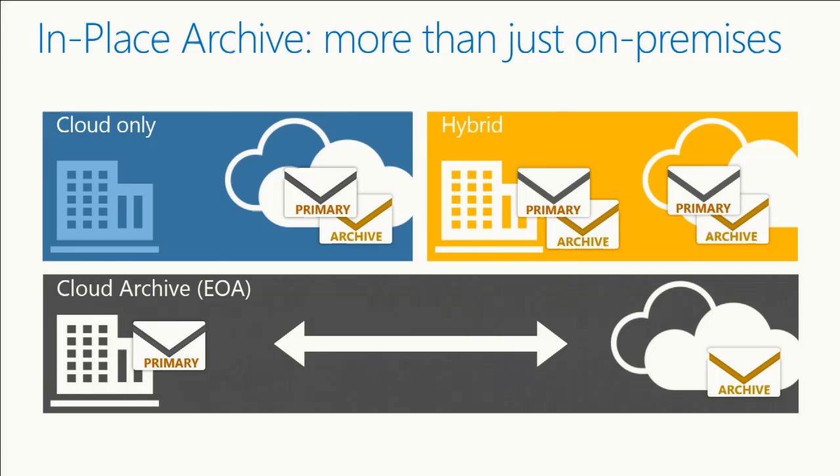The topologies in which you can deploy the archive. Of course, there is on-premises, which has been around since 2010. You can be in the cloud only, so the user's primary mailbox, as well as the archive, reside in the cloud in Exchange Online. You can do a hybrid, where some users are on-premises only with both their primary and archive, and some users are in the cloud. Exchange Online Archiving offers you a cloud-based archive for your on-premises users. So now the primary mailbox is on-premises, but you've shipped all the old data to the archive.